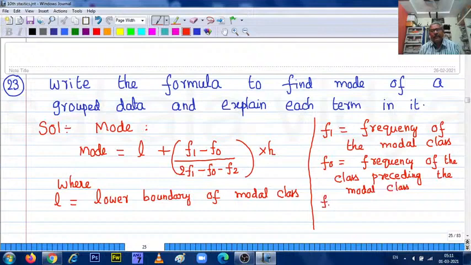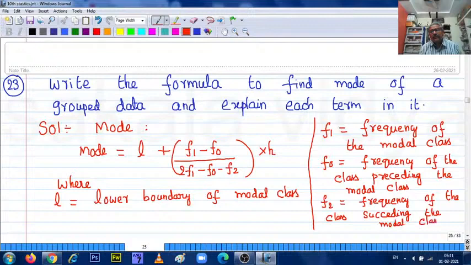Next we need to elaborate F2. So what is meant by F2? That is also frequency of the class succeeding the model class. Next, H is class size, or size of the class.